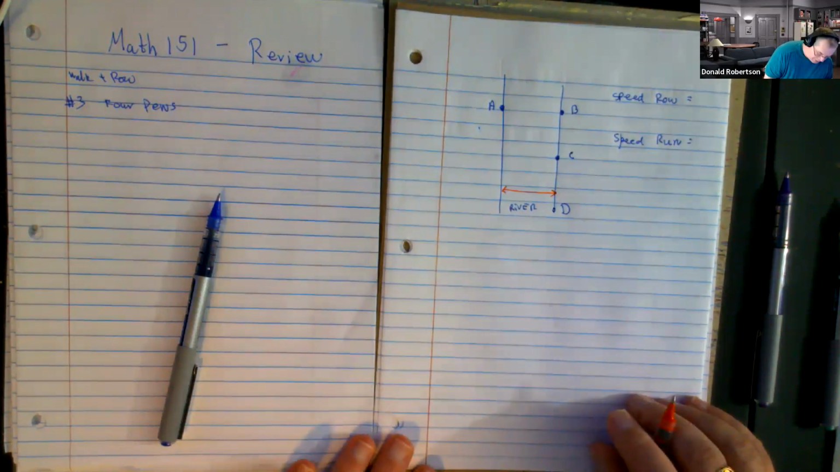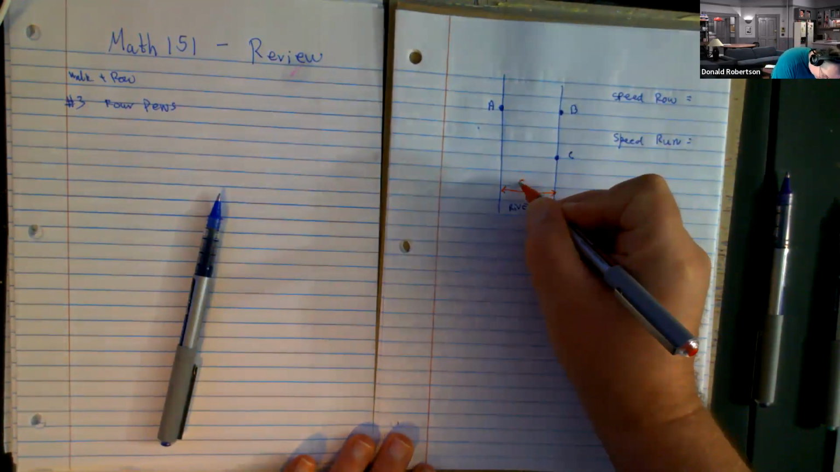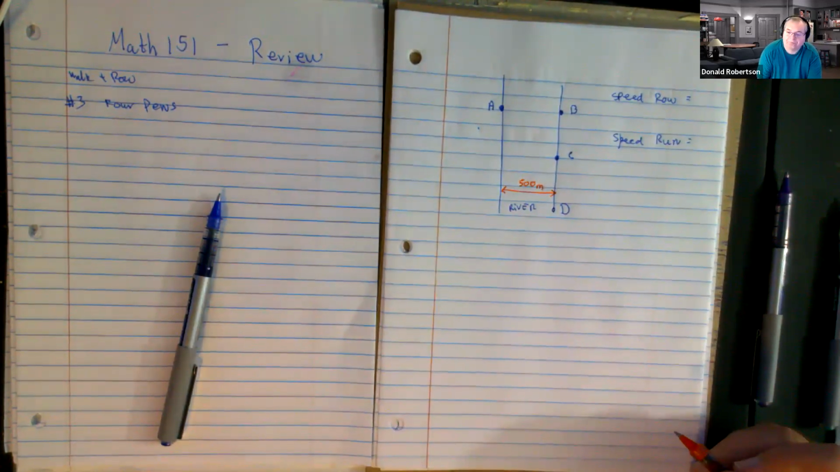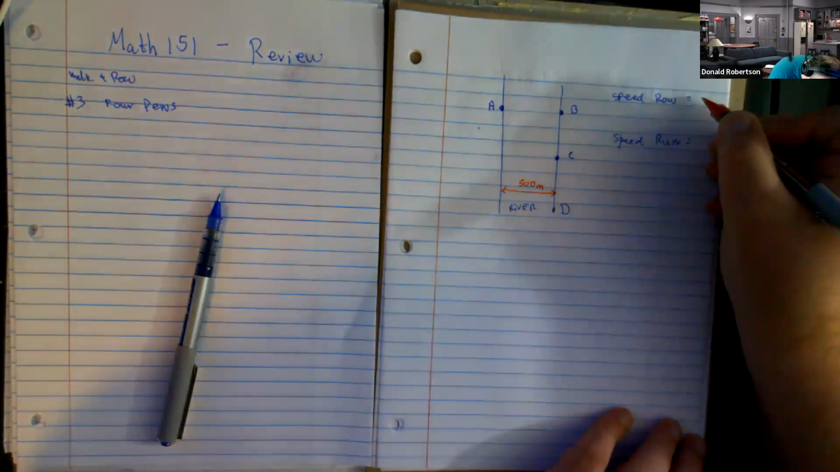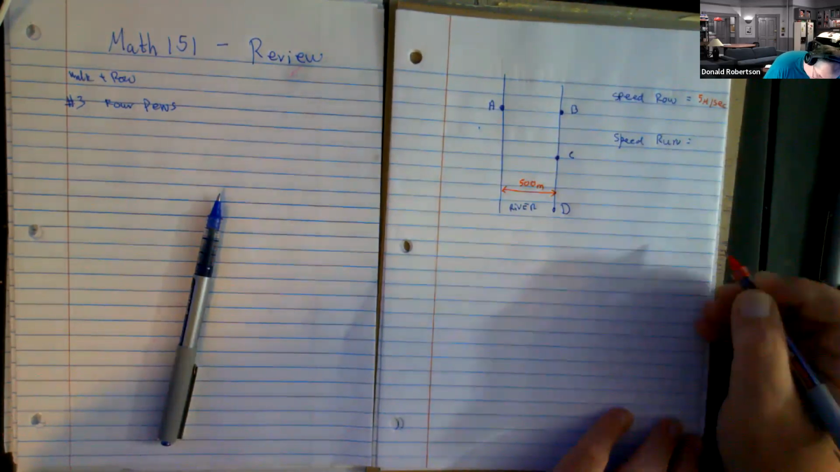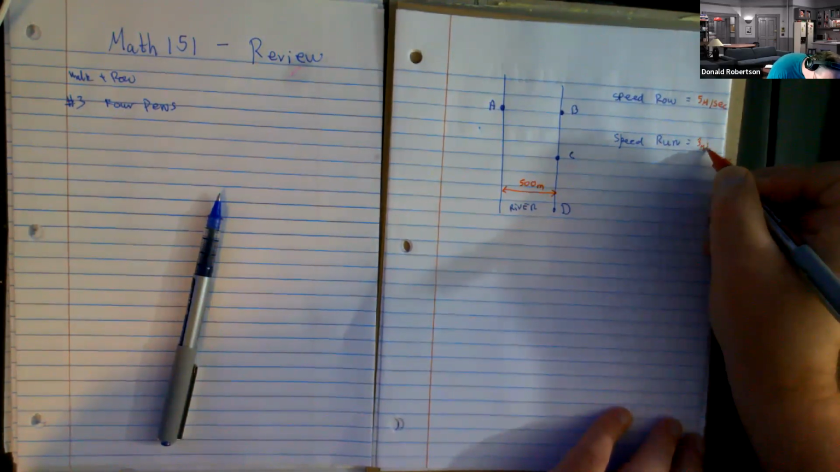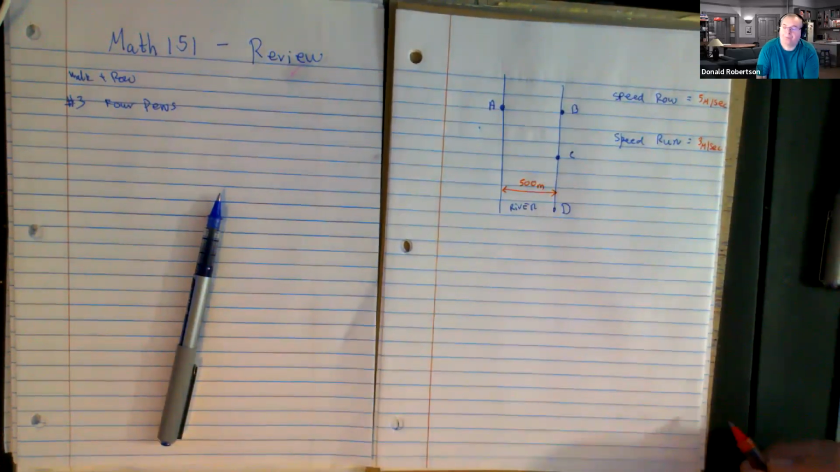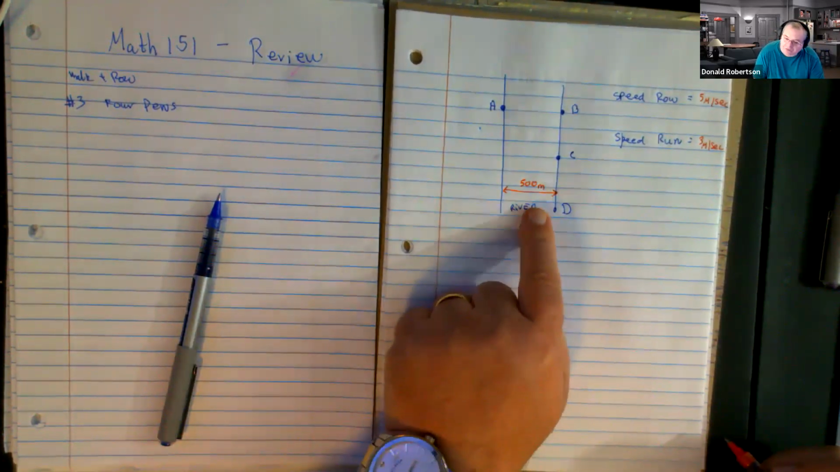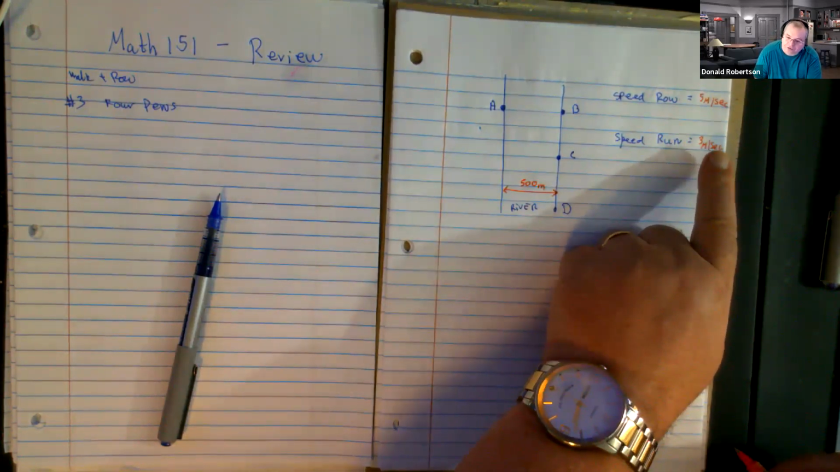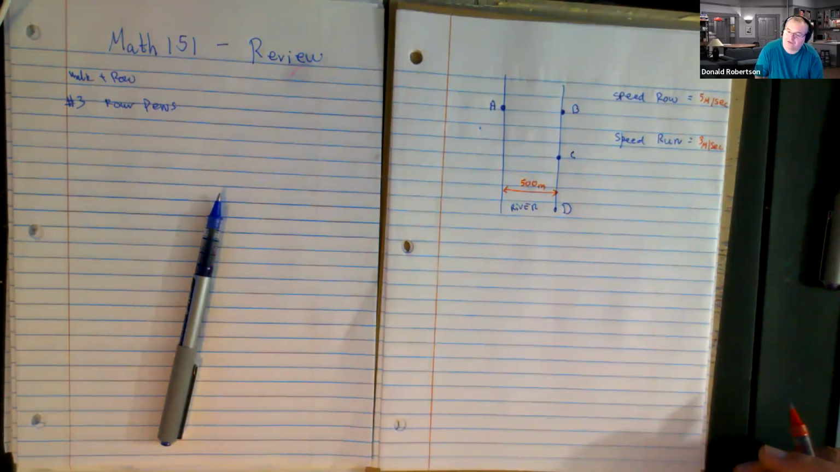So let's do it in metric. So let's suppose that this is 500 meters wide. And that when you're in the water, you can row at 5 meters a second. And when you run, you can run, I don't know, say 3 meters per second. Now, if you change the width of the river, if you change this speed, and if you change this speed, the solution changes every single time.